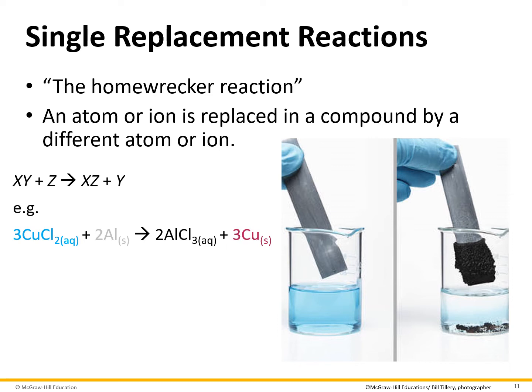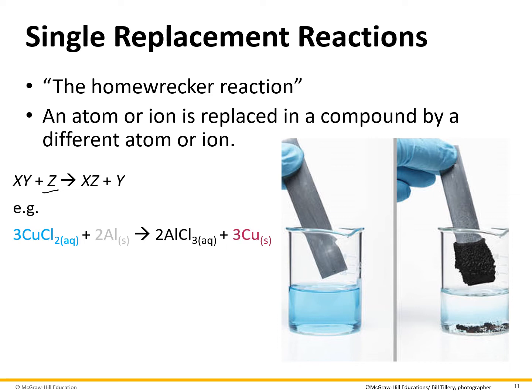To break this down a little bit, what we're seeing here is an atom or ion that's within a compound being replaced by a single atom or ion that's not in a compound. The general reaction scheme for this is XY plus Z, where Z is the homewrecker. Z is more reactive than Y, so it is getting in there, interfering with the relationship, and kicking out Y as the third wheel. XZ becomes the new compound, with Y being liberated.